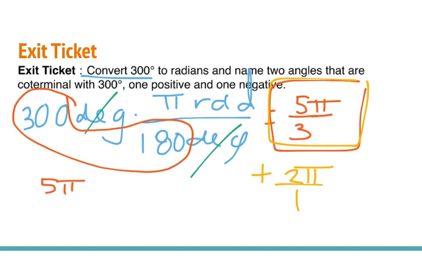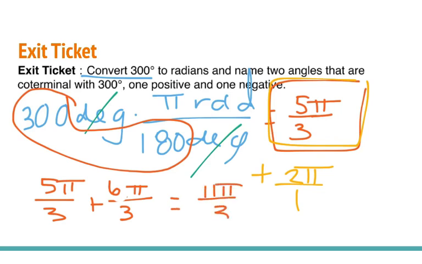So let's write that down. 5 pi over 3, and I want to add 2 pi to it. Well, I need it to have a denominator of 3, so I need to multiply the top by 3 to counterbalance that. So multiply 2 by 3, and you get 6. So 6 pi over 3 is the same thing as 2 pi, but just with common denominators. And when you add that together, you get 11 pi over 3. So that tells me that 5 pi over 3 and 11 pi over 3 are in the exact same spot on the unit circle. That's why they're called coterminal.